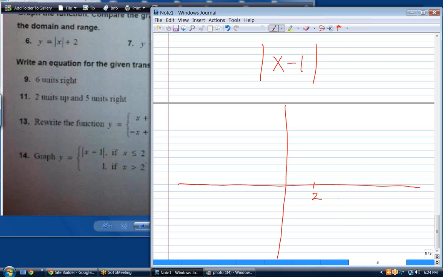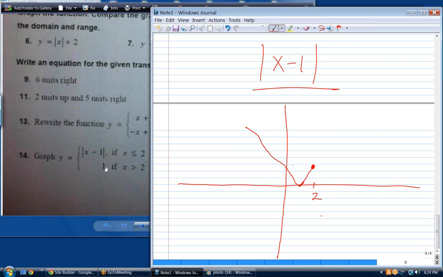So if I was plotting this whole thing, I would draw it starting at 1, with a 45-degree angle there and a 45-degree angle here, but I have to stop right there, because it's only equal to this when x is less than or equal to 2. So I put a closed dot right there. That's that top part of the function.